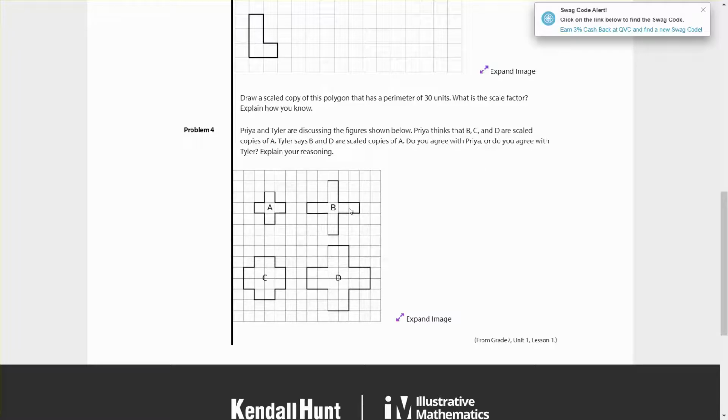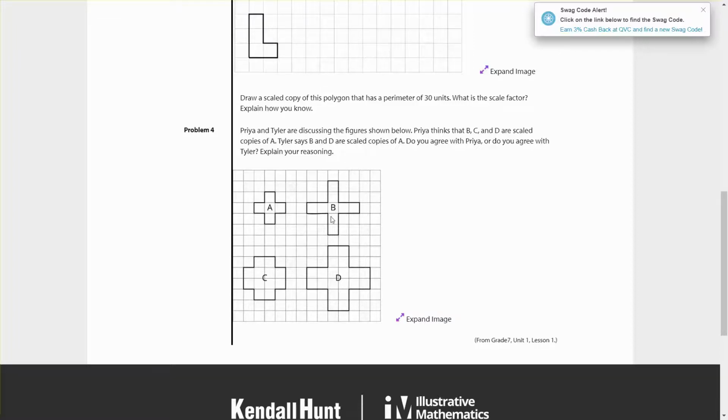Well, if you look at A and you look at B and C, do these appear to be the same as A? Does D appear to be the same as A? What you would be looking for here is, are all of the side lengths the same or increased by the same factor? So if you look at B and you ask, do all the side lengths increase by the same scale factor? You would say, no, it does not. So you can eliminate B as a possible scale copy. So Tyler and Priya both have some misconceptions that you need to address in your answer.